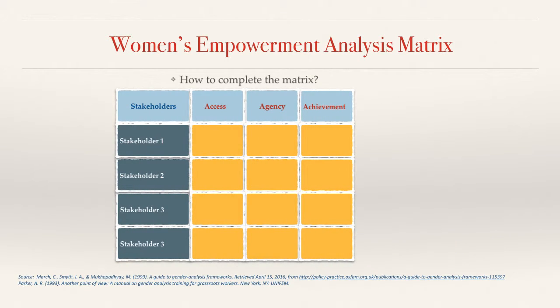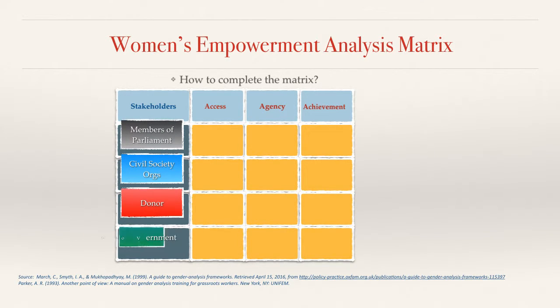As a group, brainstorm and list the stakeholders who are most likely to exert influence on women's political empowerment. Write each stakeholder in the first column of the matrix as shown here. These are some examples from the Burkina Faso program. Remember the process of women's empowerment as defined by Naila Kabir and discuss how each stakeholder can affect women's access to representative resources, agency, and achievement.